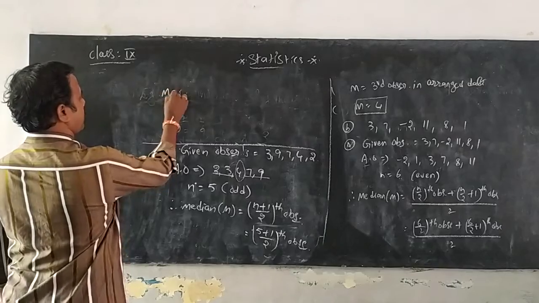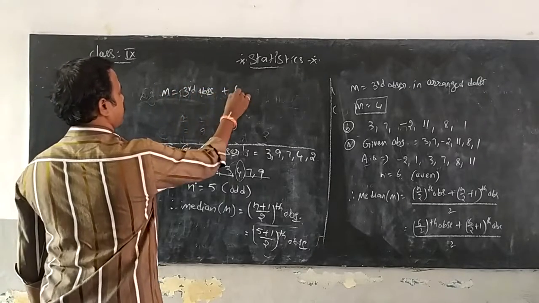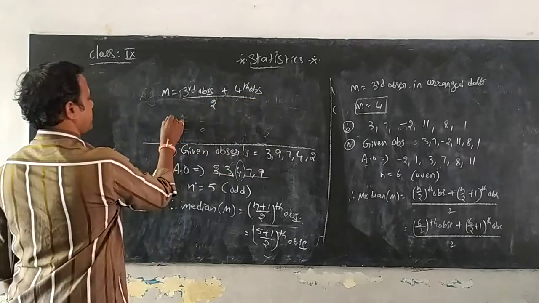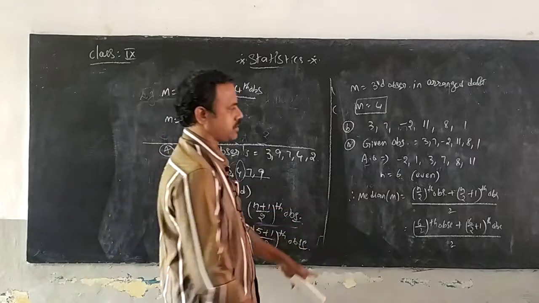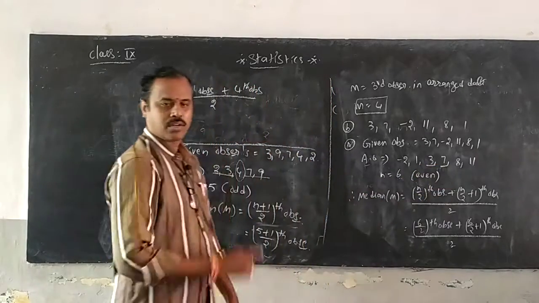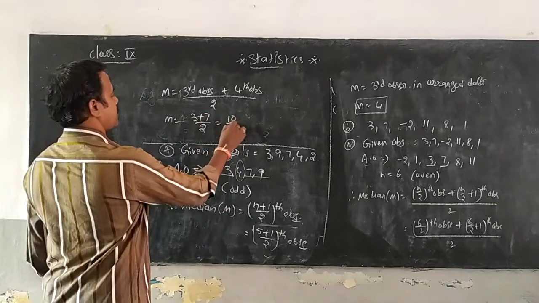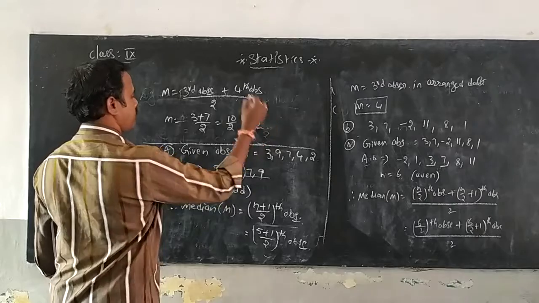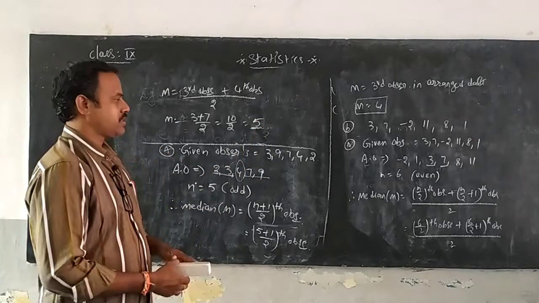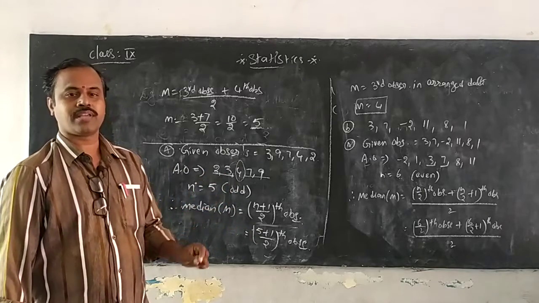So M is equal to (third observation plus fourth observation) whole by 2. In the ascending order, what is the third observation? 3. What is the fourth observation? 7. Now add both of them. (3 plus 7) by 2, which is 10 by 2, which is equal to 5. Therefore median is 5. So this is the method of finding median for ungrouped data, or raw data.